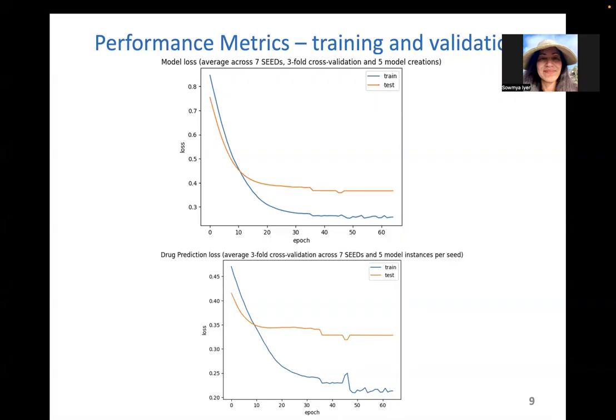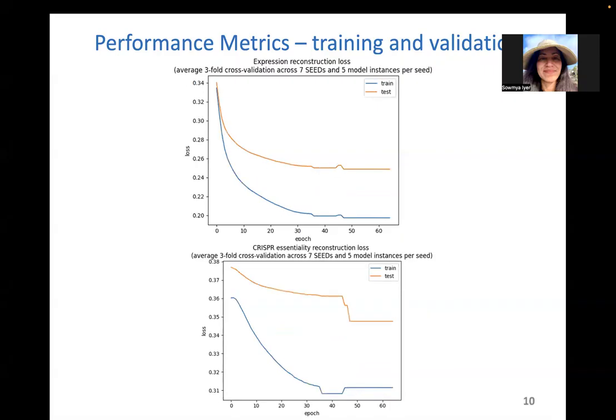The training and test data for overall model loss looks much better than drug prediction loss. These are the other outputs that were also measured and optimized for: expression reconstruction loss, which looks better than the CRISPR essentiality reconstruction loss.